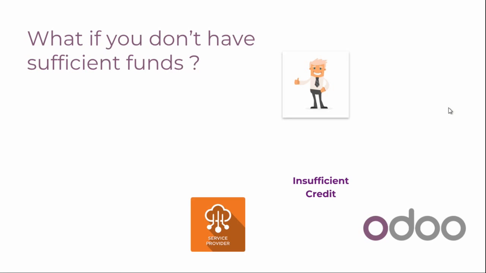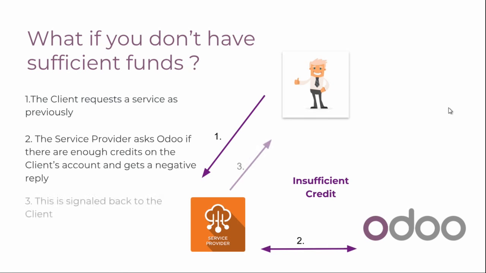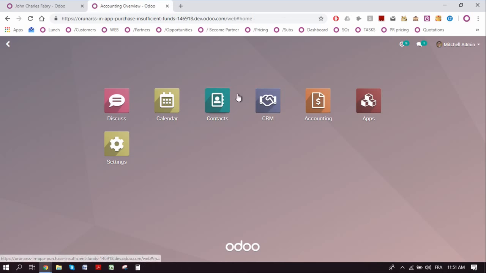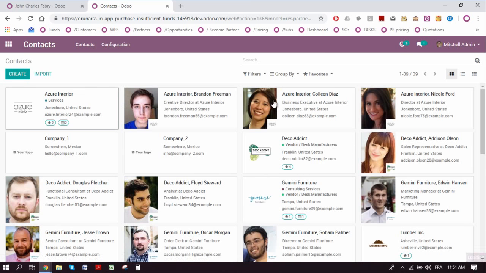Okay, what if you don't have enough funds? Well, of course, when Odoo has to let the service provider know if we have enough credits, it's going to say it's a no-go, don't do it. So let's see the example of not sending an SMS. In this database, I do not have sufficient funds to send an SMS.